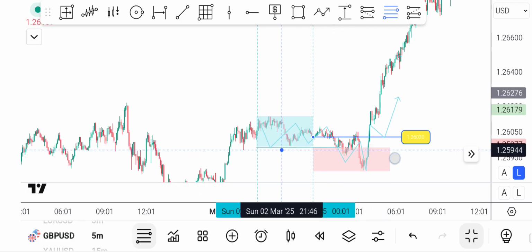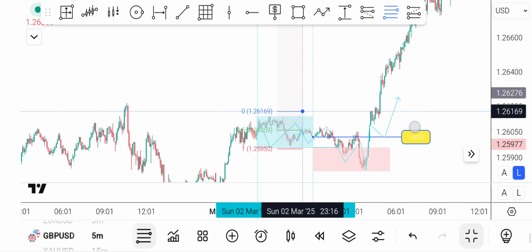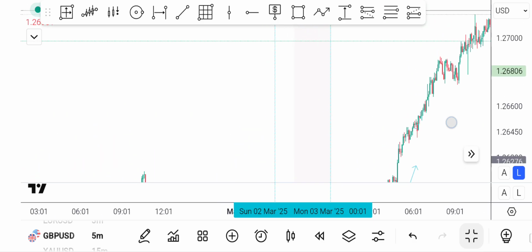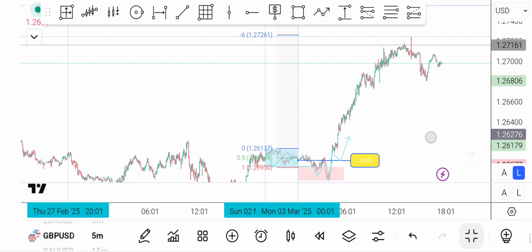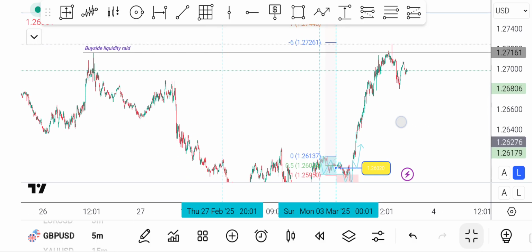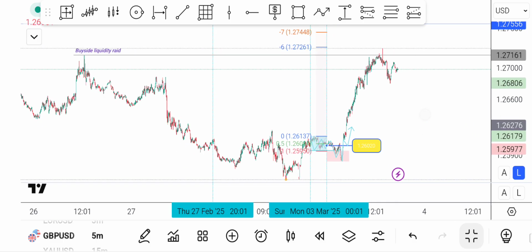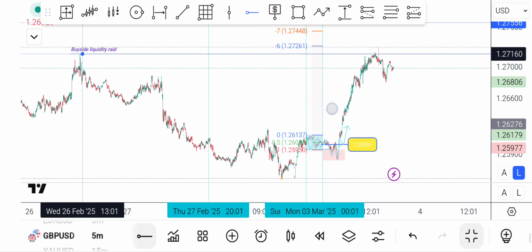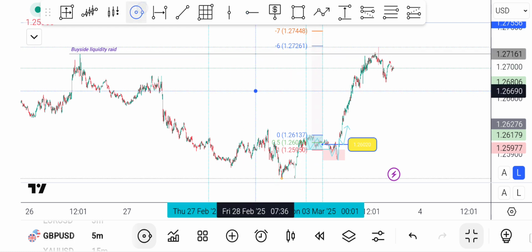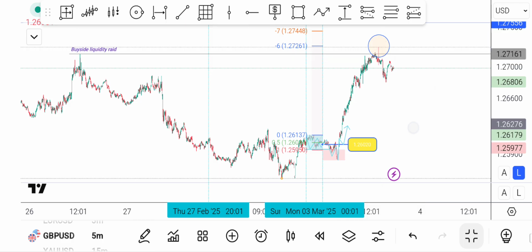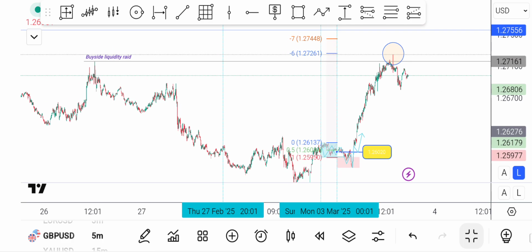I mean, no one was expecting this amount of move on Monday. So let's see how far the market actually went above the Asian range. Let's look at something here. The market actually went 6 standard deviations above the Asian range, sweeping all the buy side liquidity that was resting right over here at 1.27160. You see that this move right here swept all the buy side liquidity that was resting above those highs.